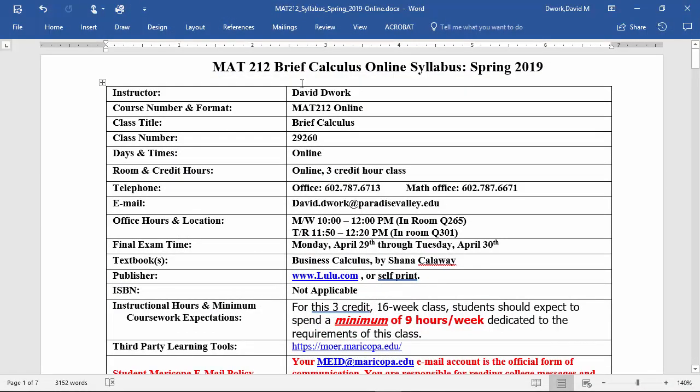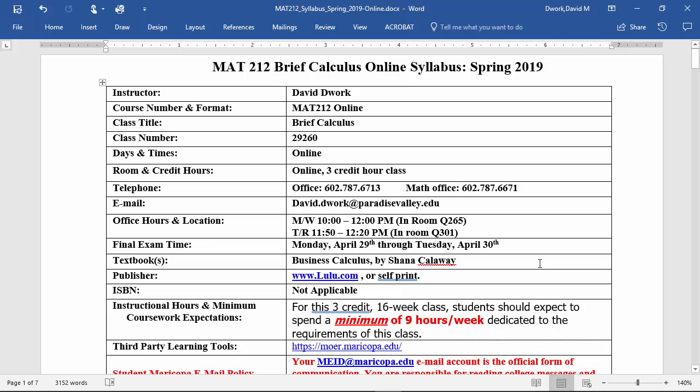So you'll notice here, I'm going to skip over most of it. You're responsible for all the information. Make sure you check the final exam time and date. Note that our final exam and midterm are both tested in person. So therefore, you need to be on campus on, for example, this semester, Spring 2019, Monday, April 29th, or Tuesday, April 30th.